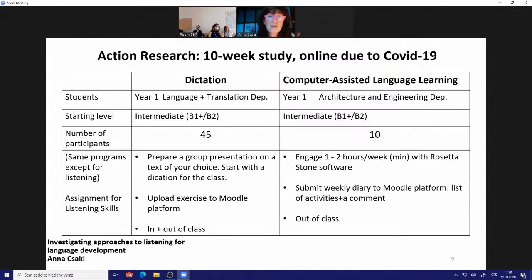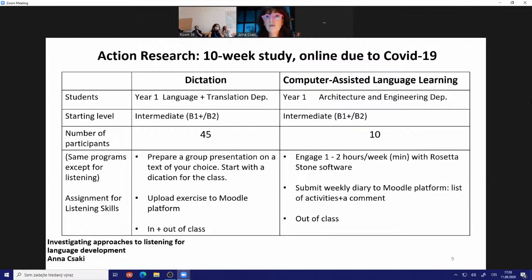And clearly it was only a small part of the text that they had to analyze, but they had to start their presentation with a dictation for the class. And again, they were free to decide how to prepare the dictation, whether completely blank dictation, where they had to write all the words, so no visual support, or just eliminate some words. And they were to prepare this exercise and upload it to our Moodle platform because this course became online.